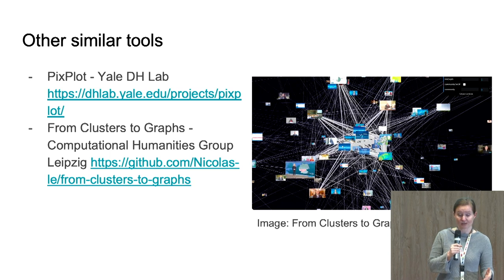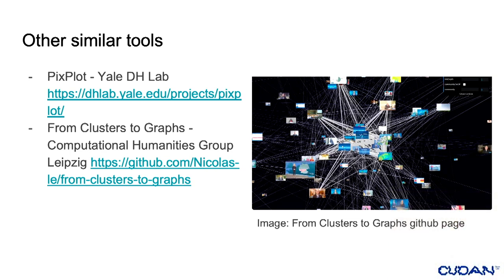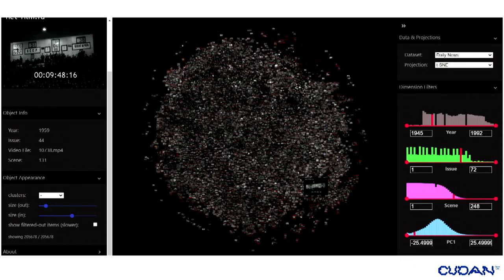Our tool, of course, is not the first one. We have already been discussing PixPlot, but colleagues in Leipzig have also recently published another tool for doing this. So they should also be used, I think. But this is the view of Collection Space Navigator. In the center, you can see all the images, and you can zoom in and out. On the right-hand side, you can switch between different projections. You can also add some metadata if you want, and use sliders for narrowing down based on the metadata. And on the left-hand side, you get to see specific images when you are zooming in.